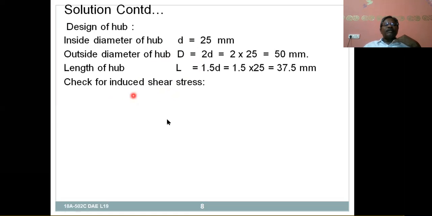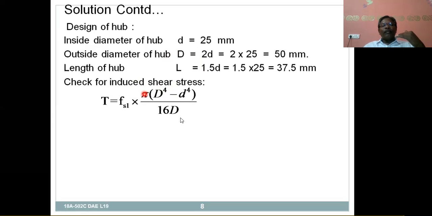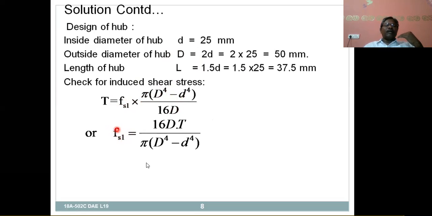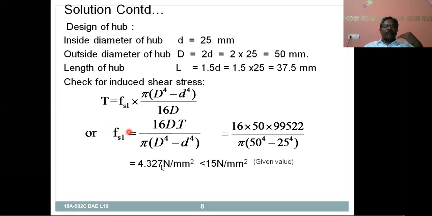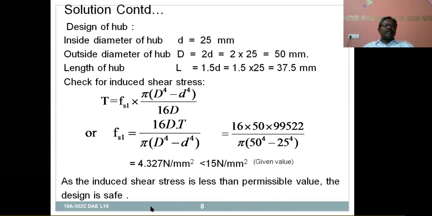After calculating these proportions, let us check for induced shear stress in the hub itself. That is, T is equal to Fs1, that is, pi into D power 4 minus small d power 4 by 16D. With this Fs, the induced shear stress should be calculated. That will become 4.327. This induced shear stress in the hub is less than its permissible value, 15 Newton per millimeter square. So the design is safe. As the induced stress is less than the permissible value, the design is safe in case of the hub.